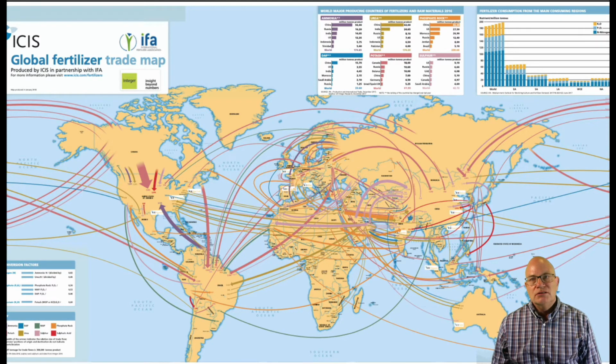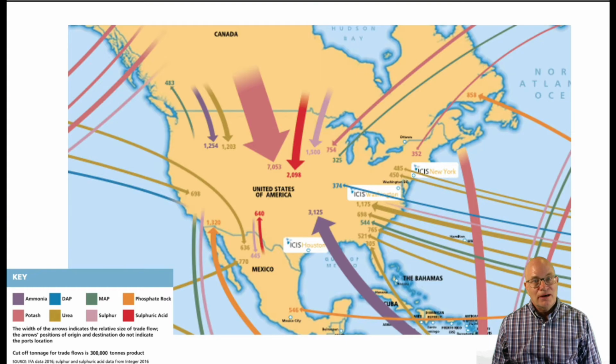We are now going to zero in on the North American part of it, and in particular the United States. There you see the key in a much clearer fashion. In the United States, you'll notice that there are some big flows, with one of the biggest ones being phosphate from Canada to the United States, 7053. You'll notice that there are flows from other parts of the world as well, such as that purplish one, 3125, which is anhydrous ammonia coming from Trinidad.